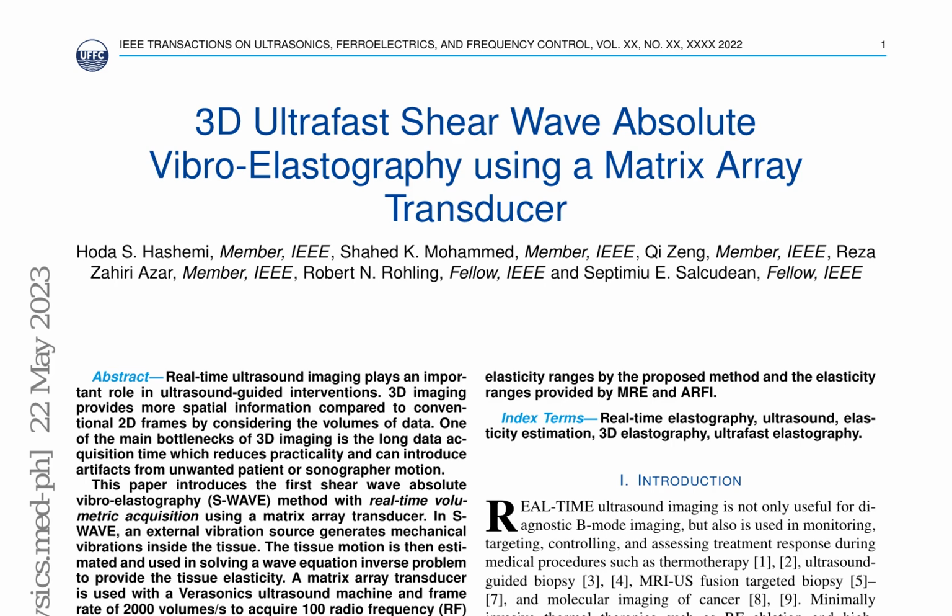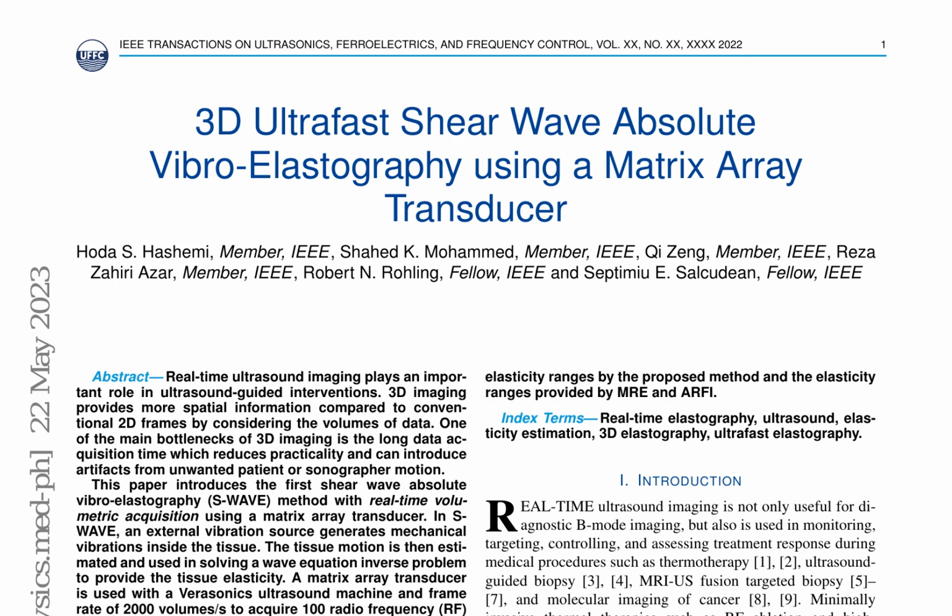A matrix array transducer, paired with a Verasonics ultrasound machine, acquires 100 radiofrequency (RF) volumes in just 0.05 seconds at a frame rate of 2000 volumes per second. This ultrafast acquisition allows for a substantial extension of the possible SWAVE excitation frequency range, now up to 800 Hz, enabling new tissue modeling and characterization.